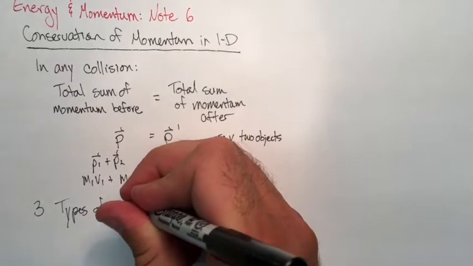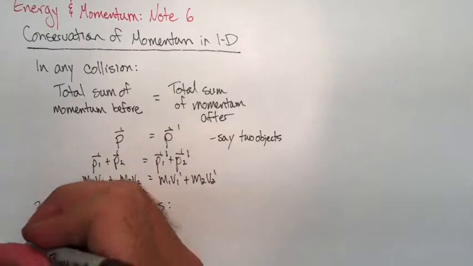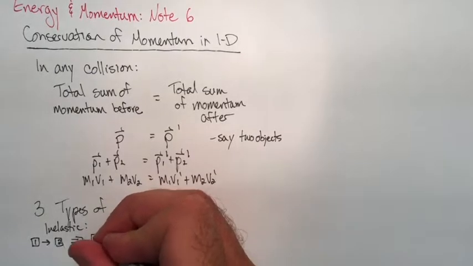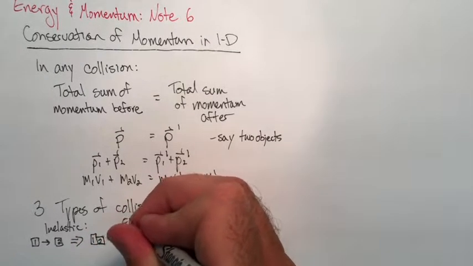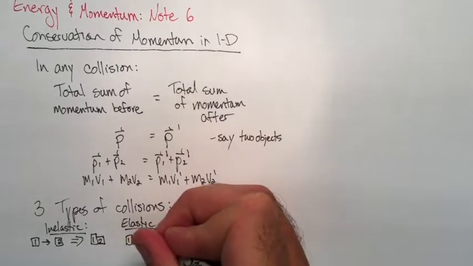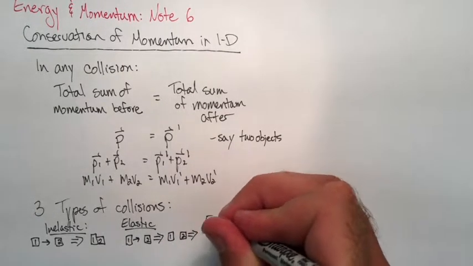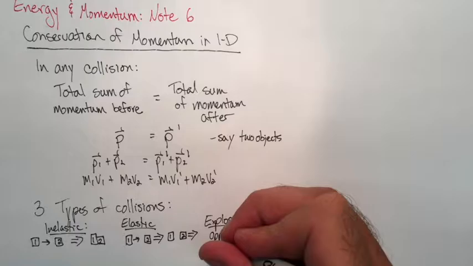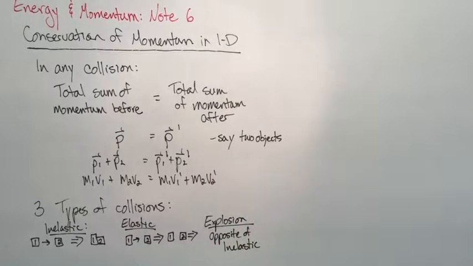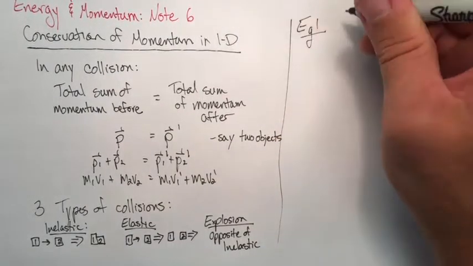We're going to be dealing with three types of collisions whenever we're talking about momentum. The first one is called an inelastic collision. That's basically where we have two objects colliding and then they stick together after the collision. So that's in that drawing right there. The next one will be an elastic collision, where we have two objects colliding but they don't stick together, they just bounce off one another. The final one is an explosion, which is basically opposite of an inelastic. We have two objects that start together, they explode apart, and then they're separate afterwards.